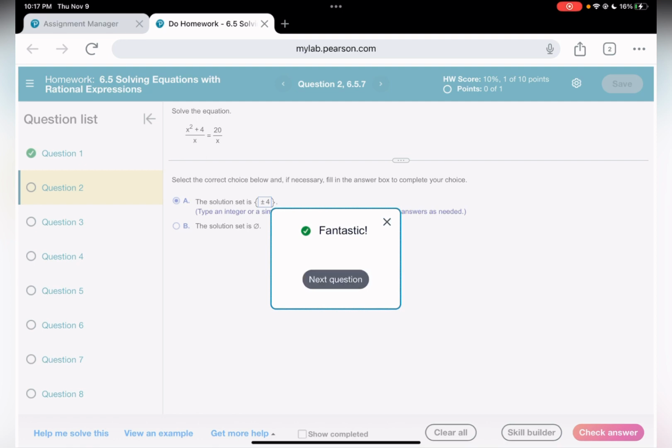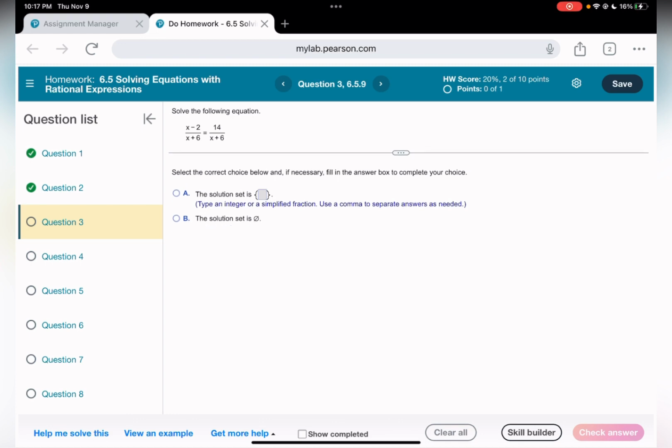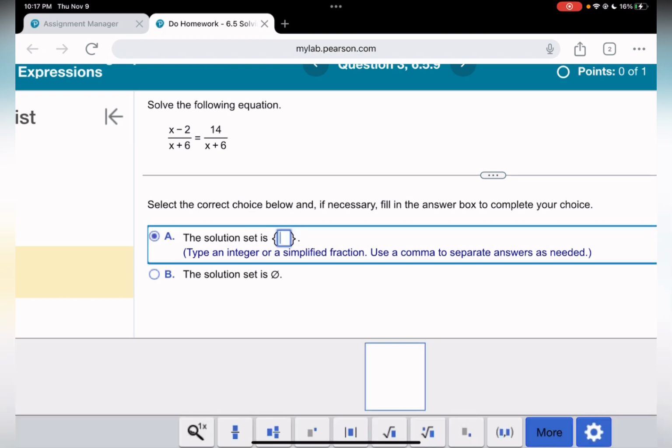Next one. Well, also we have the same denominator, x plus 6 and x plus 6. I'm not even going to do drafting there. So we have to solve x minus 2 equal 14, and x is going to be equal 16, right? Pretty straightforward.